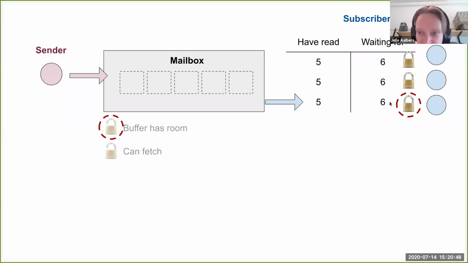It gets locked because it's also read everything. The mailbox is empty, so we unlock this final condition here. And the next thing is that the sender can send in more messages. And that's now for sure the next thing that will happen to this mailbox. Okay, any questions on this?